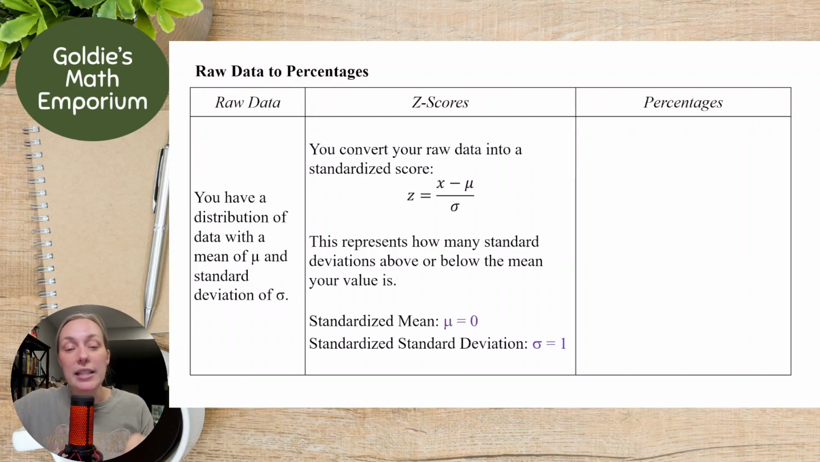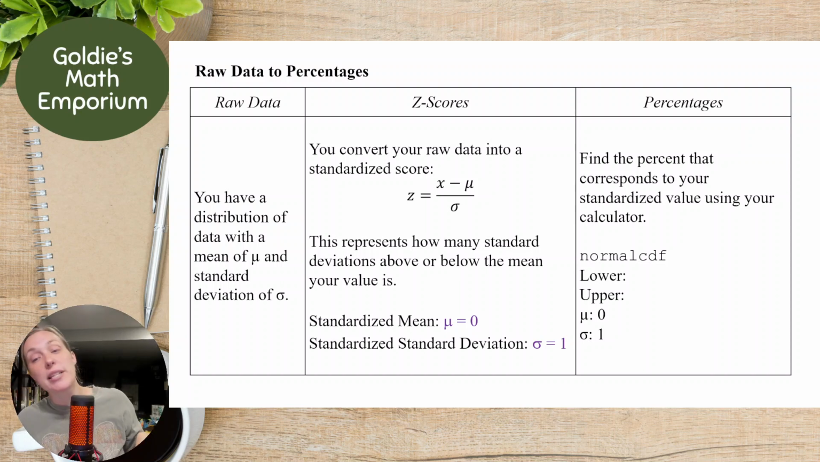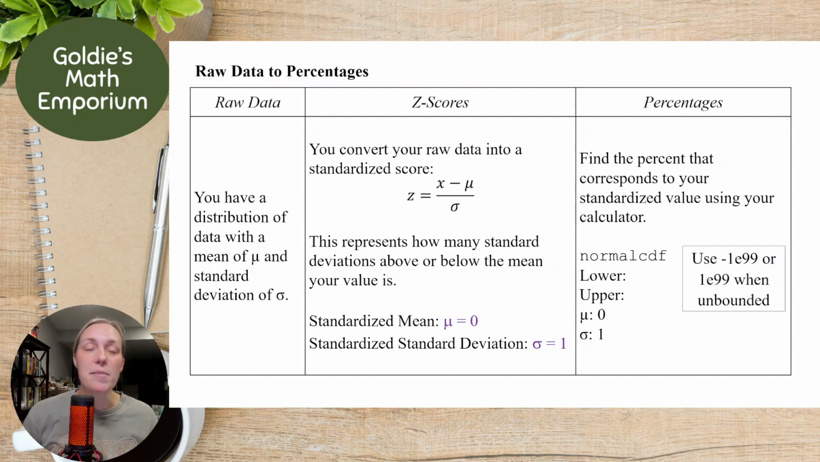And then to get the standardized mean, we have our mu set equal to 0. Our standardized standard deviation is 1. Okay. And we find the percent that corresponds to your standardized value using your calculator, specifically using normal CDF on your calculator. And then we use positive or negative infinity when we have unbounded endpoints.